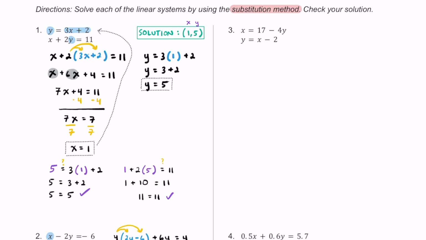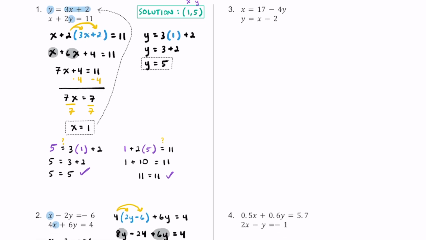Here's number 3. For number 3, we have this system of x is equal to 17 minus 4y, and y is equal to x minus 2. So actually, for this one, I don't think it really matters. It's really your preference of which one you want to use to substitute. Notice here that x is already isolated in the first equation, so we could swap 17 minus 4y and change whatever x is down here to that 17 minus 4y. Or we see that y is also isolated in the second equation, so we could definitely just take the y that's over here in the top equation and then swap it out for this x minus 2. So it's really a preference for you.